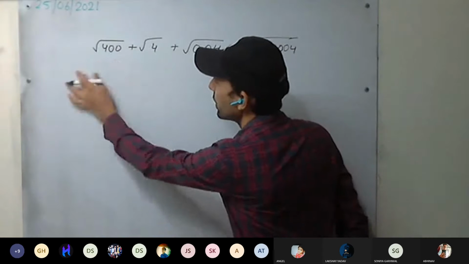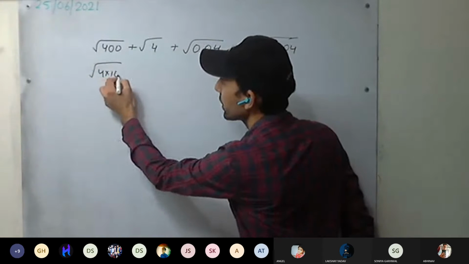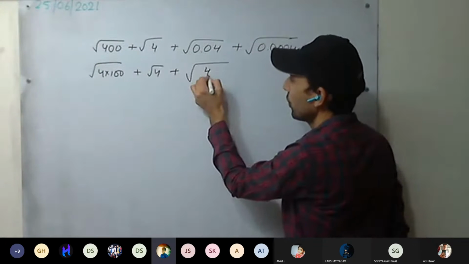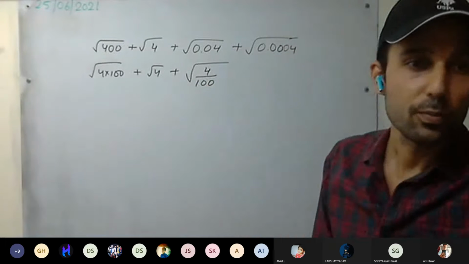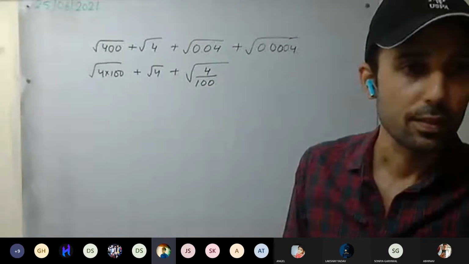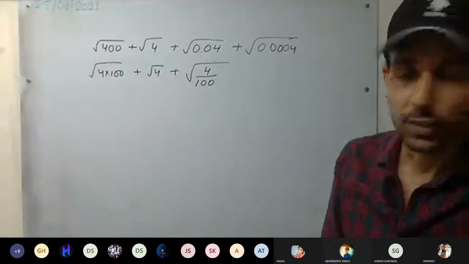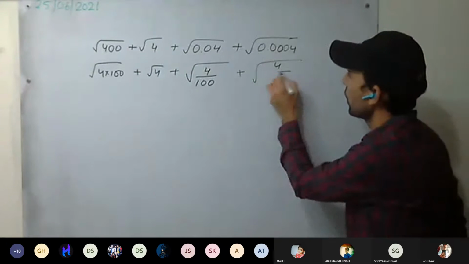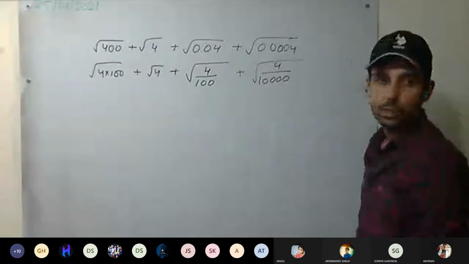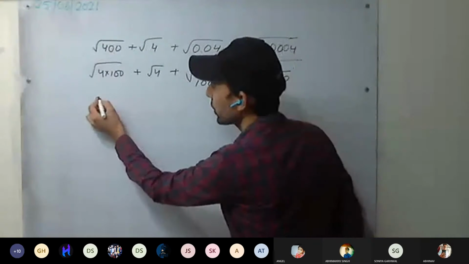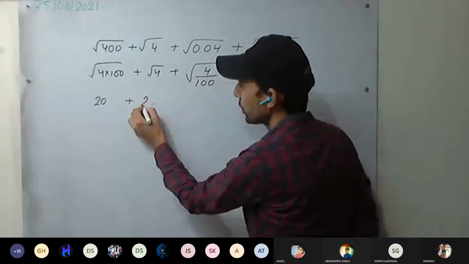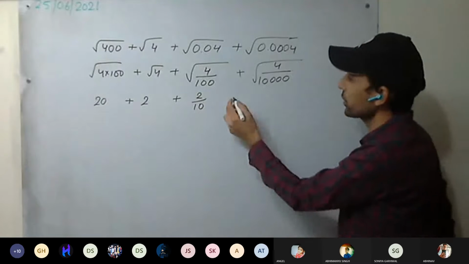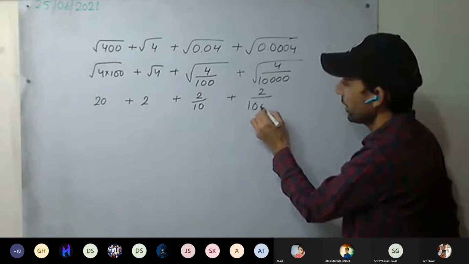One step I will write. It will be root of 4 into 100. Or you can calculate it as root of 4 upon 100 plus root of 4 upon 10,000. Take the root. Its root will be 2 into 10, that is 20. Its root will be 2 by 10. Its root will be 2 by 100.